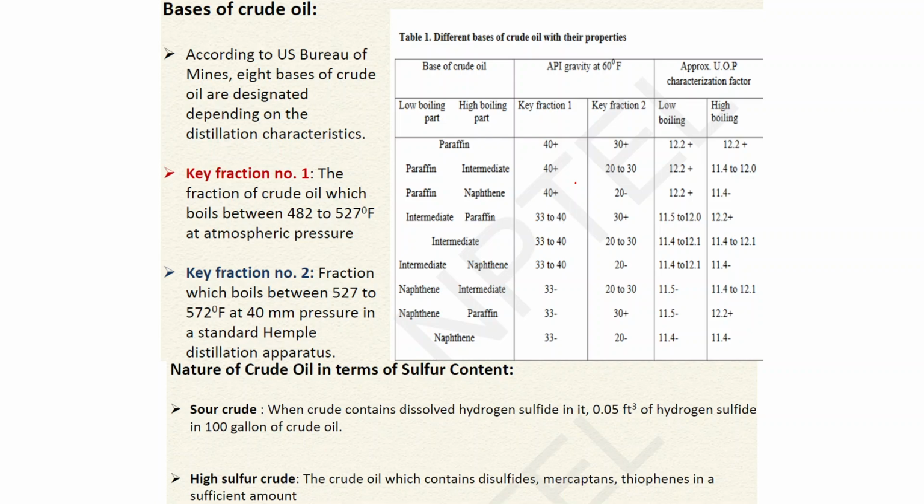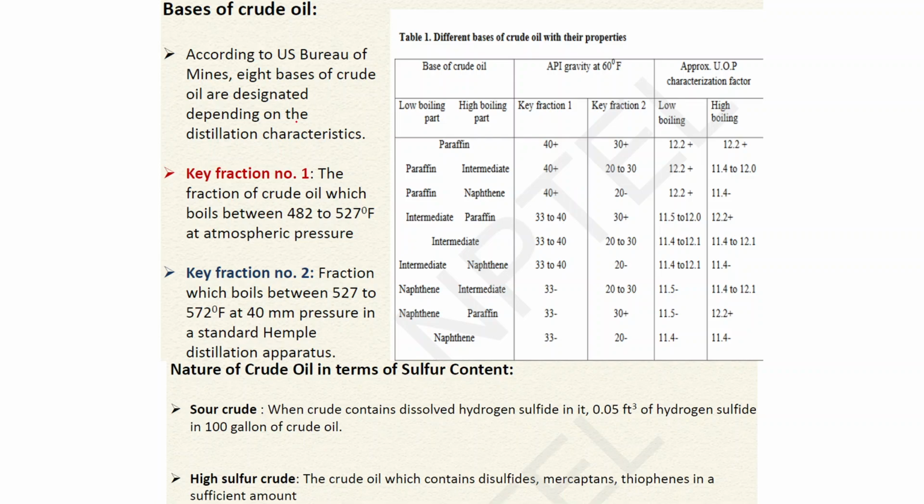Another basis of crude oil: according to the US Bureau of Mines, eight bases of crude oil are designated depending on the distillation characterization. Distillation is a very important factor for the determination of the quality of a crude oil, and for the extraction of useful products from our crude oil.